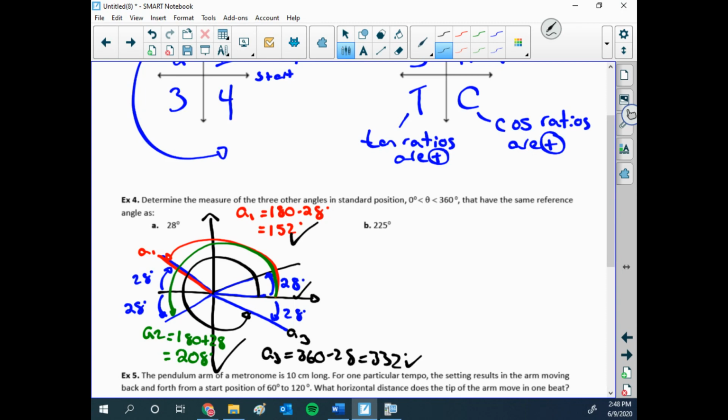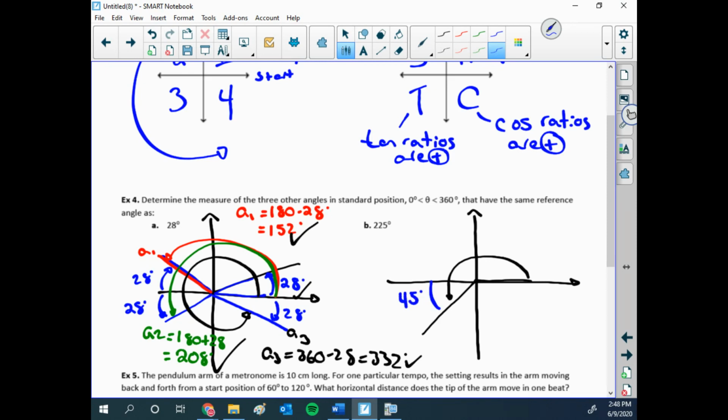So example B, the last one that I'm going to look at. It says create those 3 other angles that have the same reference angle as 225 degrees. Well, 225 degrees as an original angle is going to be this angle here. That's 225 degrees. What I need to take from there is the reference angle. To figure this out, I'd have to go 225 minus 180. So this is actually 45 degrees.